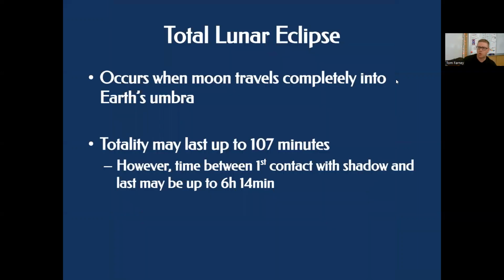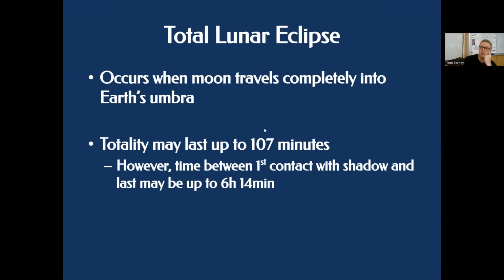That's the first type. Total lunar eclipse, this is a lot easier to recognize. It occurs when the moon travels completely into Earth's umbra. So the big main shadow cast by the Earth, it's when the moon passes into that. The totality of a total lunar eclipse generally lasts up to about 107 minutes. However, the time from the first contact with the shadow may last up to 6 hours and 14 minutes. So it's going to come into that penumbra first, possibly, and then move into the umbra for that total lunar eclipse. So we can almost get a series of eclipses going on here.